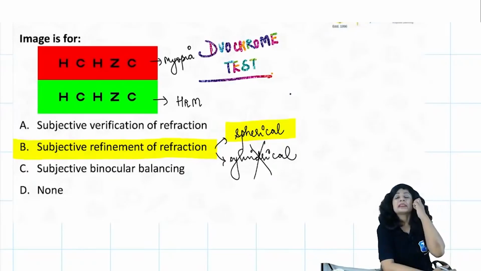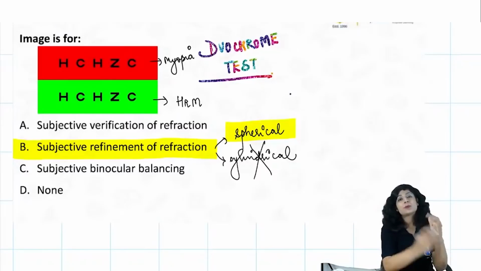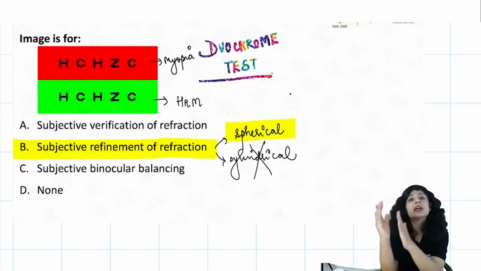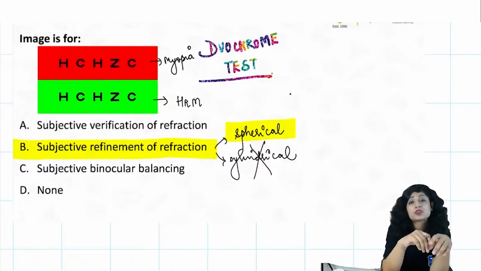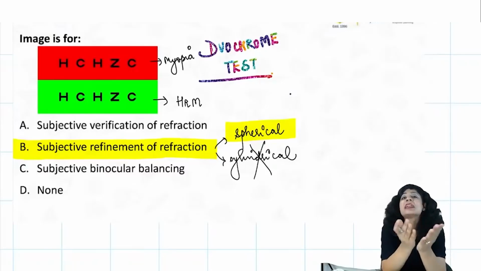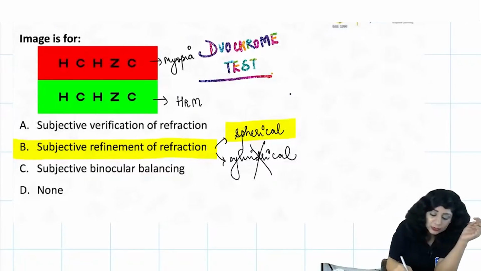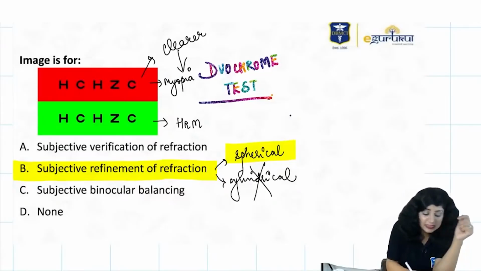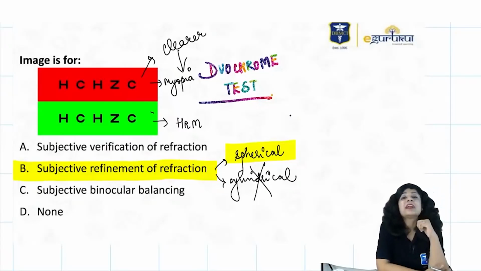So if a person is having emmetropia, he should be able to see the letters written on the red equal to the letters written on the green. So they should be equal. If the person is able to see both of these letters at an equal pace, that means he is an emmetrope. If he is able to see the red one more clearly, then he is a myope. If he is seeing green more clearly, then he is a hypermetrope.